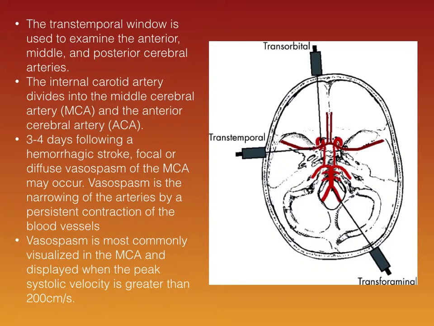The transtemporal window is used to examine the anterior, middle, and posterior cerebral arteries. So the internal carotid artery divides into the middle cerebral artery and the anterior cerebral artery. So 3 to 4 days following a hemorrhagic stroke, focal or diffuse vasospasm of the MCA may occur. Vasospasm is the narrowing of the arteries by persistent contraction of the blood vessels. Vasospasm is most commonly visualized in the MCA, middle cerebral artery, and displayed when the peak systolic velocity is greater than 200 centimeters per second.